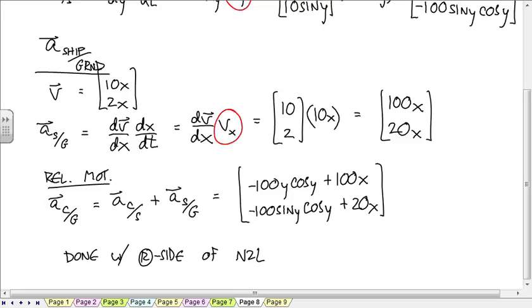Can we add the velocities and then take the derivative? That's what I did. Yeah, as long as you do the full chain rule. That's fine. But then you come out with something that you can separate out into this same thing, right? It looks the same, doesn't it? It doesn't? Well, there are a couple of terms that are the same, like the negative 100y cosine y and the 100x.